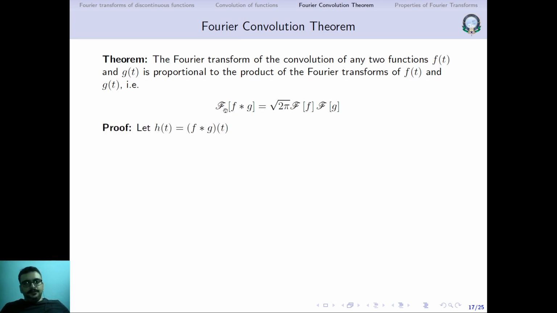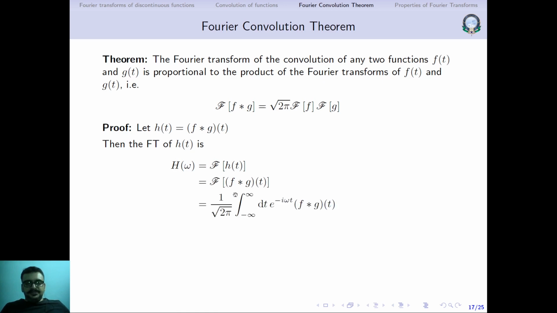So the proof is very straightforward. Let's say we define h as the convolution of two functions f and g. Then the Fourier transform of h, we call it capital H of omega, is nothing but the Fourier transform of small h as a function of t, which is the Fourier transform of f star g of t. So now we just use the definition of the Fourier transform: 1 by root over 2 pi, integration from minus infinity to plus infinity, with respect to dt, e to the power minus i omega t, then this is the function that we are trying to integrate.